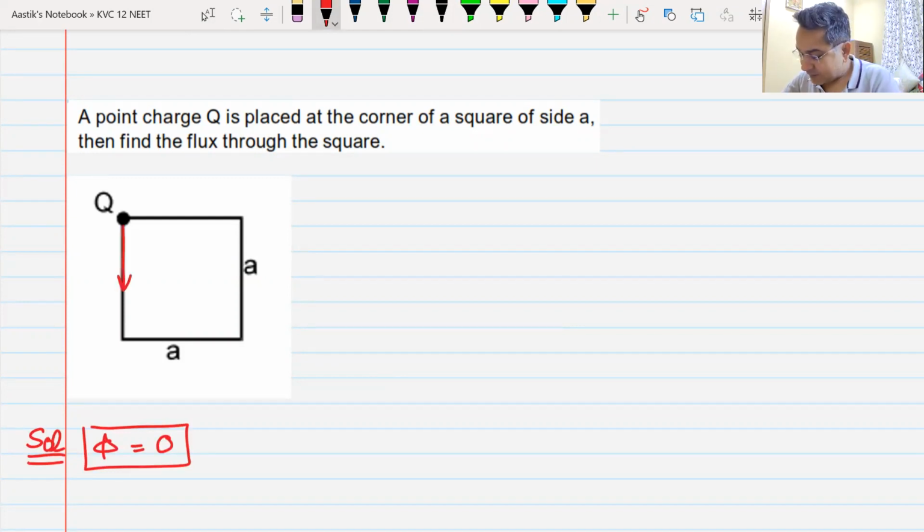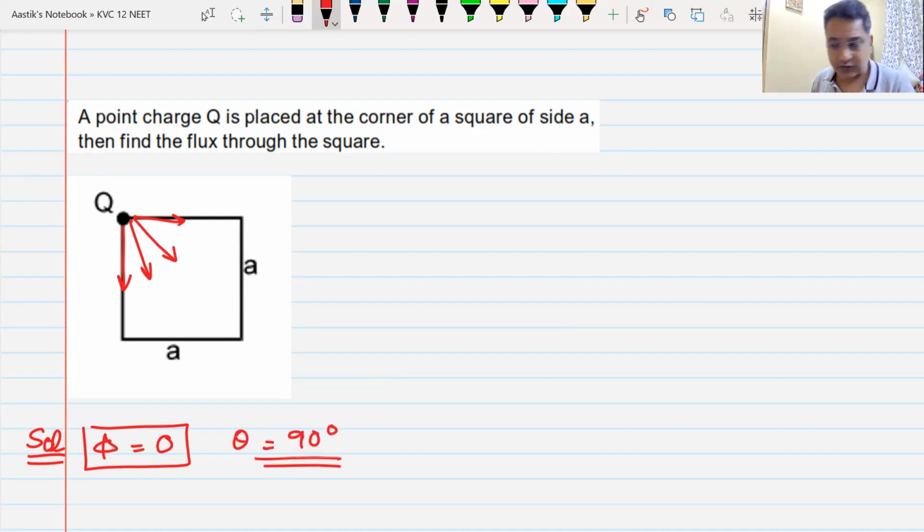If you look at the electric field lines because of this point charge, the electric field lines will go like this, at 90 degrees. Yes, electric field lines will go along the surface. The area vector of this square is perpendicular to this. So the angle theta is 90 degrees, and therefore your answer is 0. Flux through this square is 0. Do we understand this? Yes, sir.